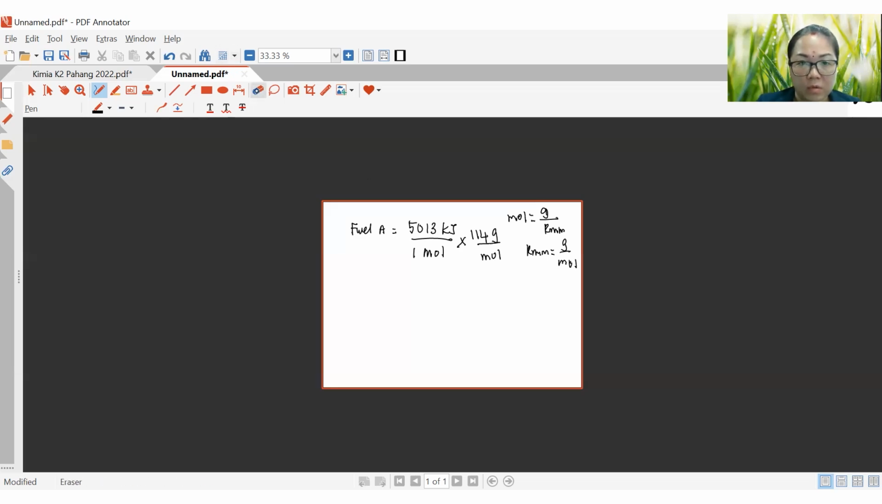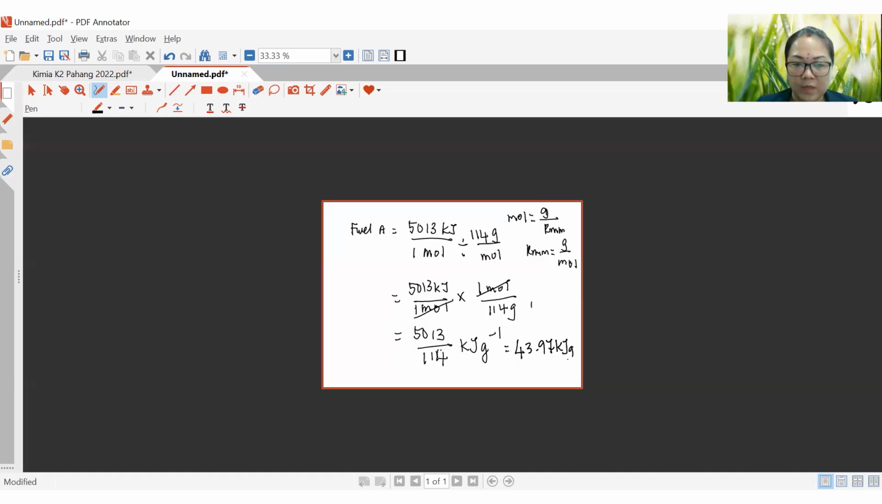Actually you divide, not multiply, sorry. You divide. So when you take this and multiply the other way around, it becomes 1 mole over 114 gram. This thing you cancel off. So automatically your final answer will be 5013 divided by 114 kilojoule over gram. So your final answer will be 43.97 kilojoule over gram.